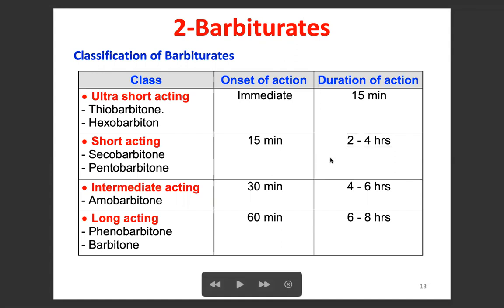Duration of action of the short acting barbiturates is 2 to 4 hours and onset of action is within 15 minutes. Intermediate acting barbiturates: 4 to 6 hours, onset 30 minutes. And the long acting barbiturates: 6 to 8 hours and onset is 60 minutes. Intermediate acting are amobarbitone, and the long acting are phenobarbital and barbital. So if the suffix is barbital, these are barbiturates.